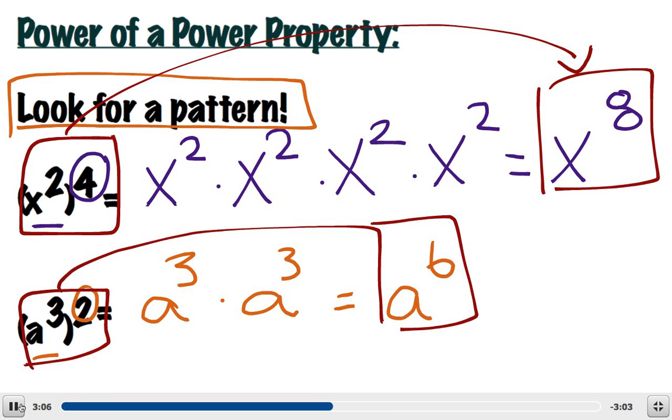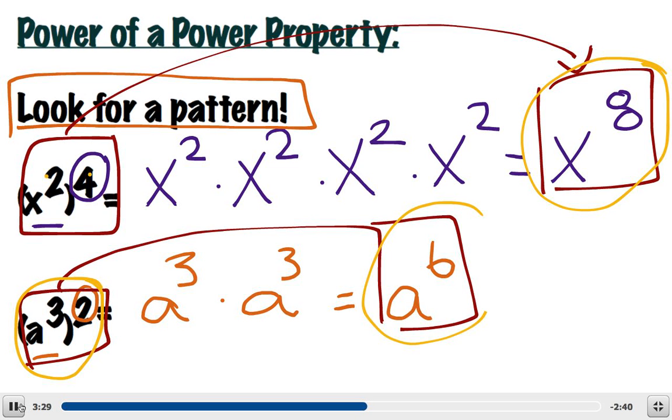So in my first example, I have x squared to the power of 4. So x squared to the power of 4 is a power of a power, so I multiply my exponents. 2 times 4 is 8, so it's going to be x to the power of 8. My second example, I have a cubed squared. I can multiply my exponents to get a to the power of 6.